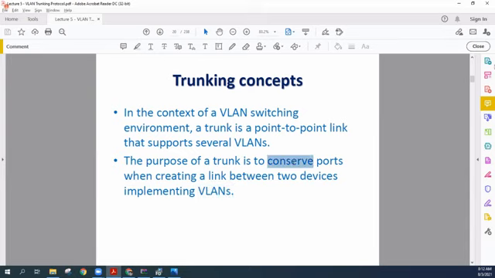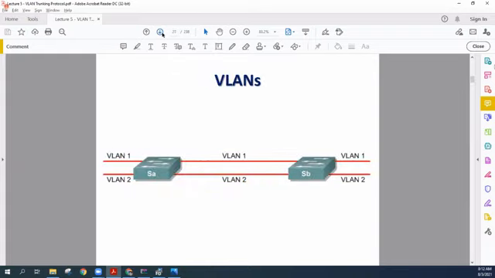That means when we use trunking, we have to use just one extra port. Because we need that slot, we cannot avoid that.